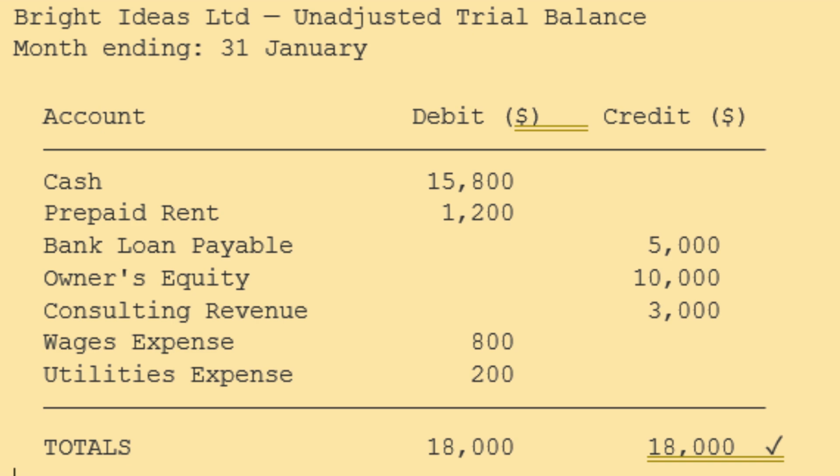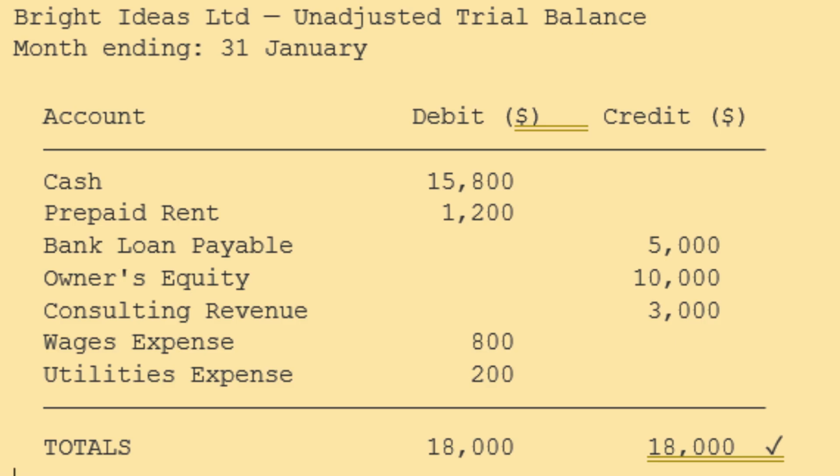Its main purpose is to check accuracy. Because double entry accounting requires that total debits always equal total credits, if they do not match, you know immediately that something went wrong and you go find the error.